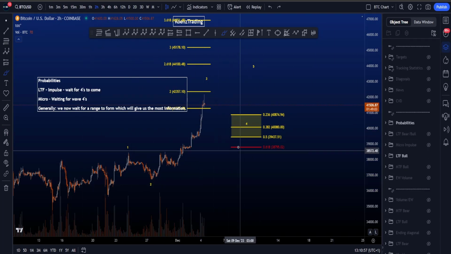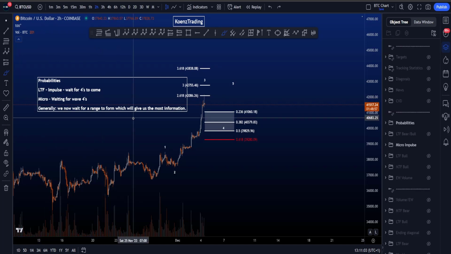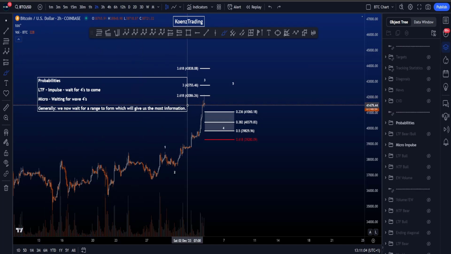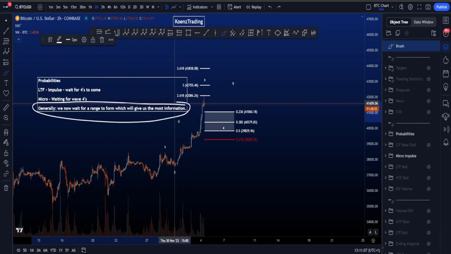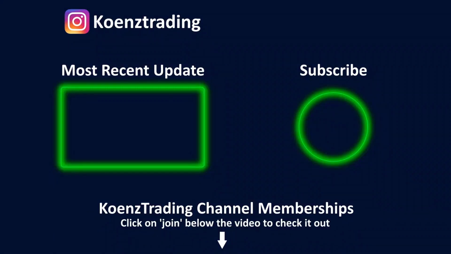So on the low time frame here, we're basically waiting for a wave 4 to form. And that's also what we're looking for on the micro. We're waiting for those wave 4s to come. So generally, we wait for a range to form, and then we will get more information about what is coming next.